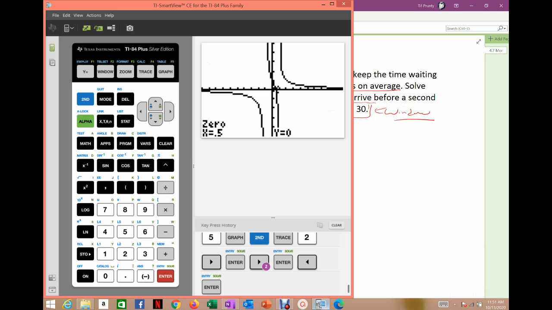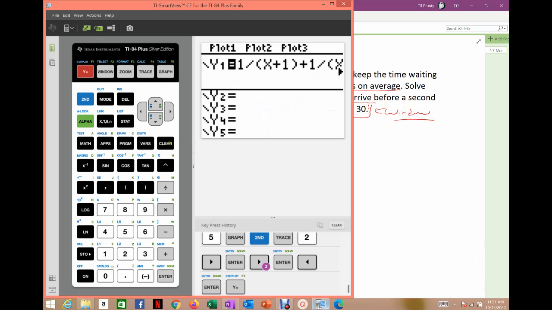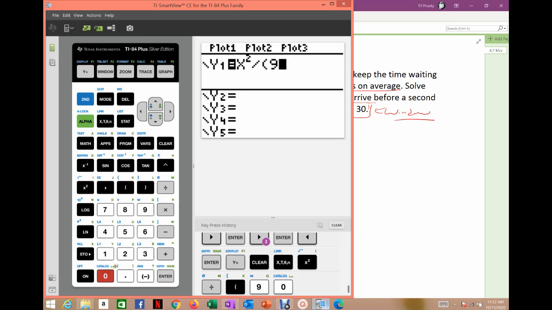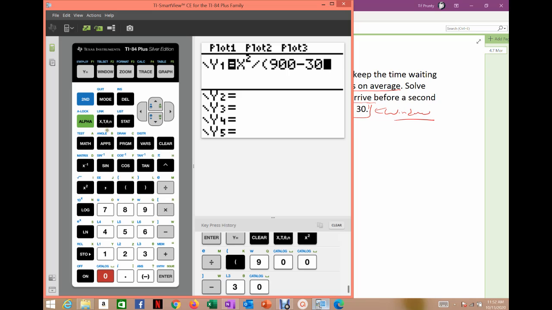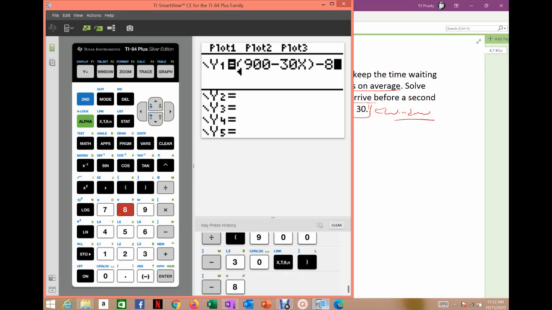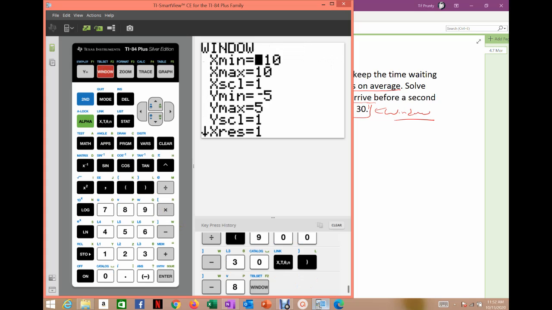I'll actually pop it up and do it in the calculator. So again, first thing, make sure you're careful when you're plugging it in. So I've got my x squared divided by my 900 minus 30x. And again, make sure that's all in parentheses. And then don't forget minus 8. Then I'm going to go change my window. I know that I need to go up to at least 30, so I'm going to go to 30. My x value has to stay between 0 and 30. And that's the only one I'm going to change.